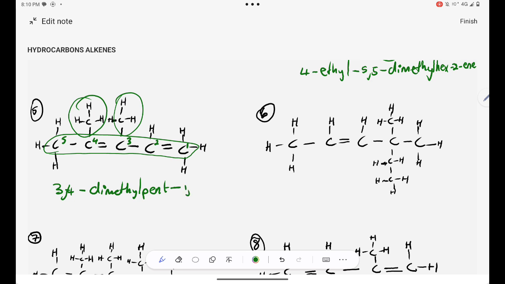And between carbon 3 and 4 I also have a double bond. I'll simply write a 3 over there. And then the suffix will be ene, since I'm dealing with an alkene. Because I have 2 double bonds, right, I simply have diene.